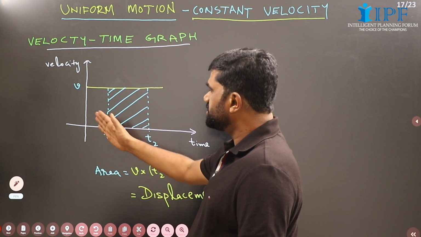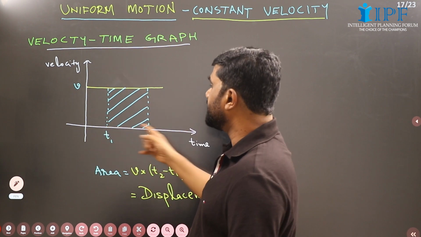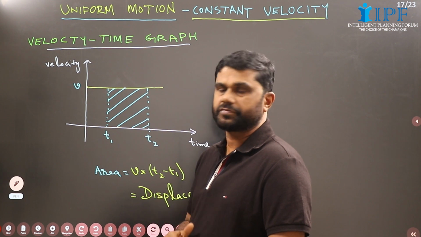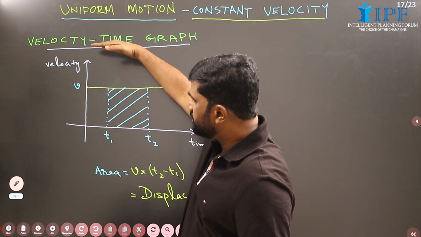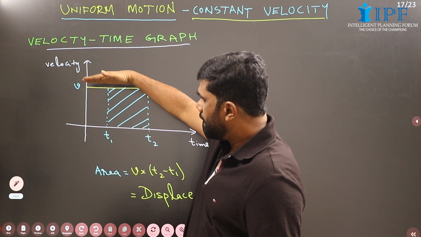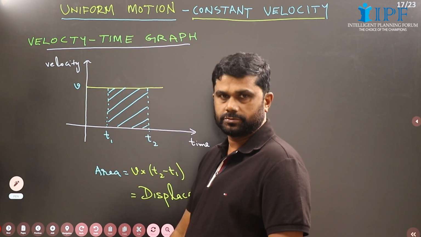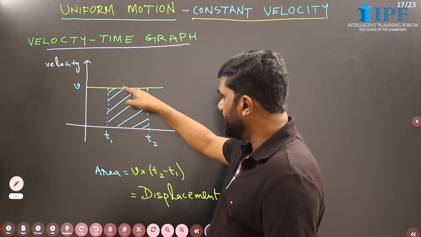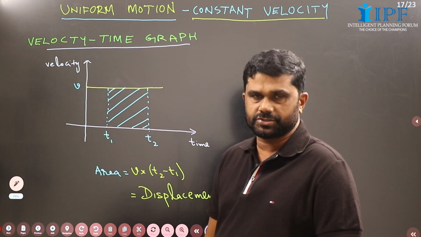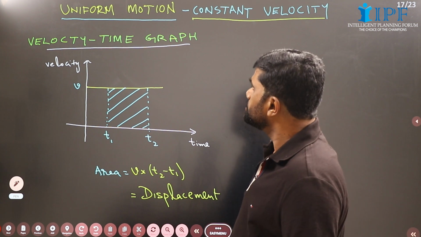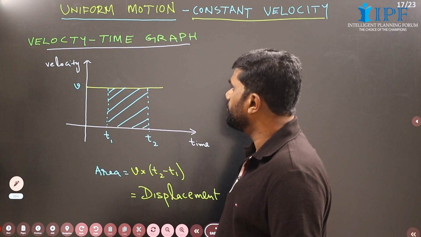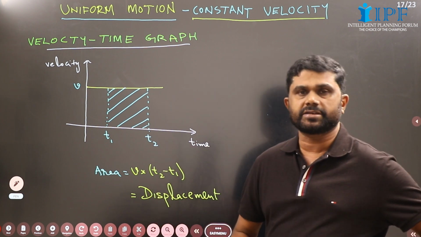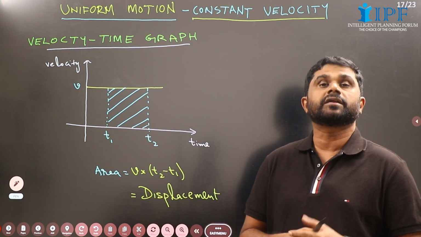Velocity is plotted along the y-axis and time along the x-axis. Velocity here remains constant in the course of time. As we move upwards, velocity will increase, and it will decrease when we come down. But here the velocity is constant, so it must be a line parallel to the time axis. Now, the velocity-time graph of a body in uniform motion is a straight line parallel to the time axis. Let us find the area under the graph.